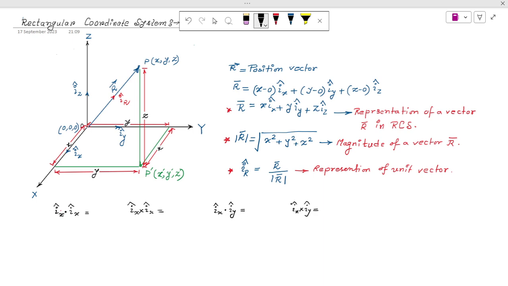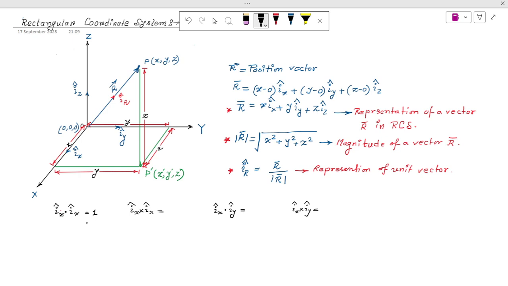This is equally true for the other vectors also. Okay, so I will consider Ix dot Ix, that is the dot product. Both are the same vectors, both are directed along the same direction. So what will be the angular displacement? As you know, the angular displacement is 0 degree, and you know the formula: mod of Ix mod of Iy cos of 0 degree. The mod value of a unit vector is 1, it is also 1, and cos 0 degree is 1. So the answer will be 1.